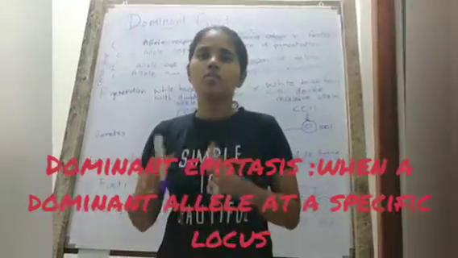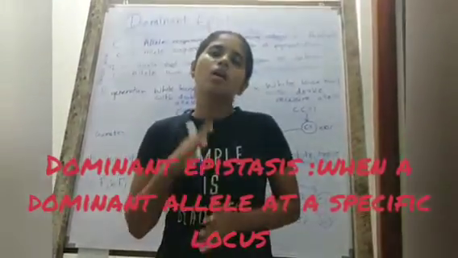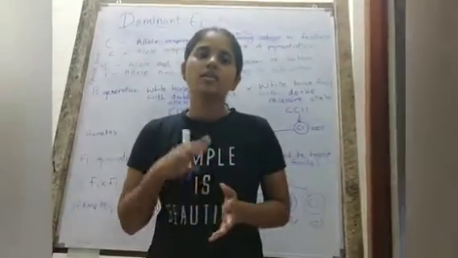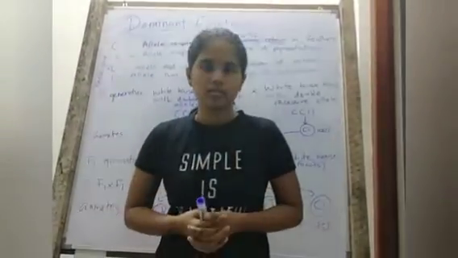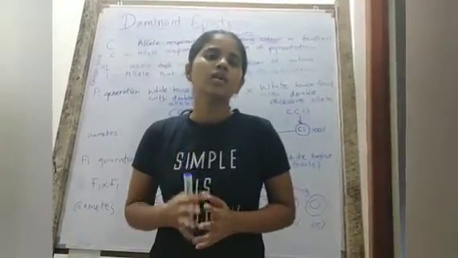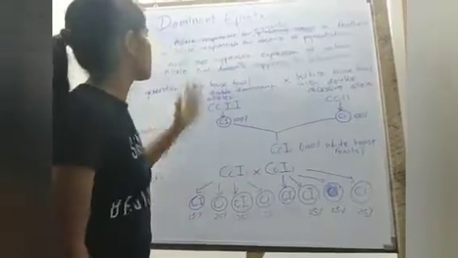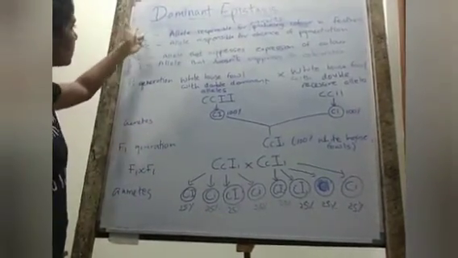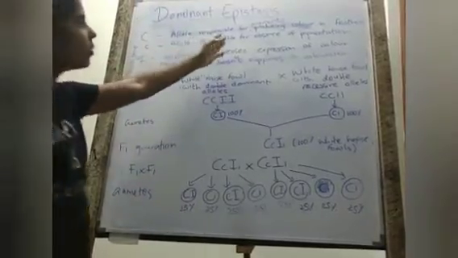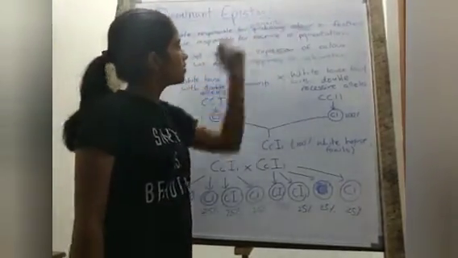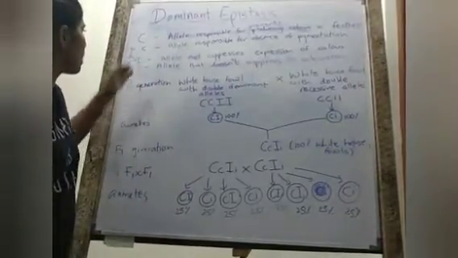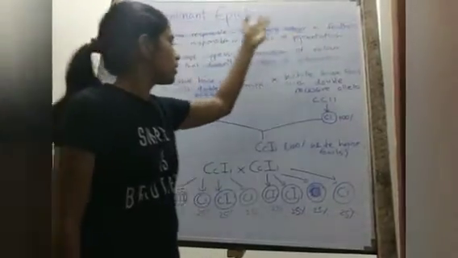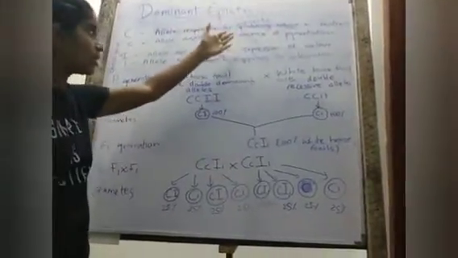When a dominant allele at a specific locus alters the expression of another gene at a different locus, it is known as dominant epistasis. This can be seen in the plumage of house fowls. This is the cross relevant to the plumage color of house fowls. So we are considering capital C as the allele responsible for producing pigments that color the feathers. And simple c is the allele responsible for absence of pigmentation. That means no color is given out, white color.